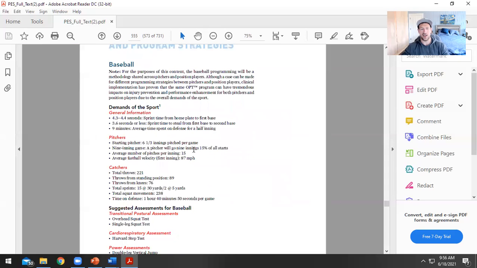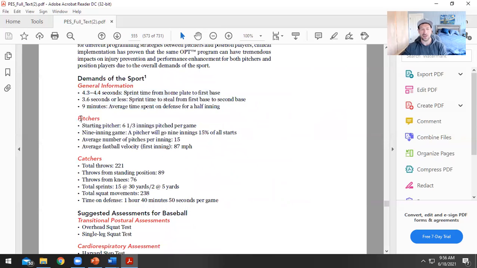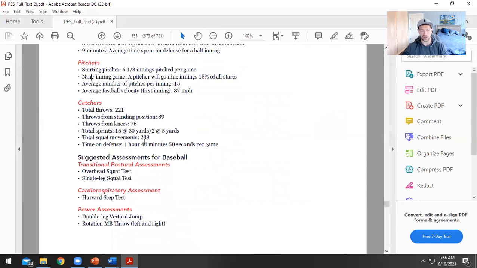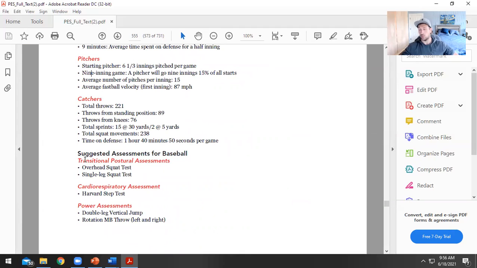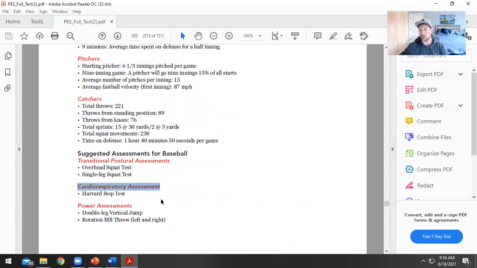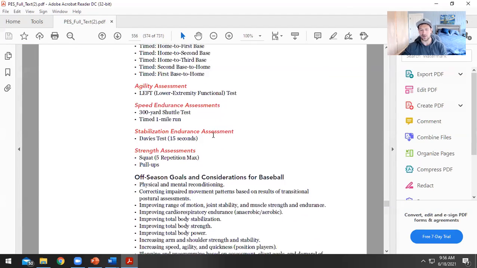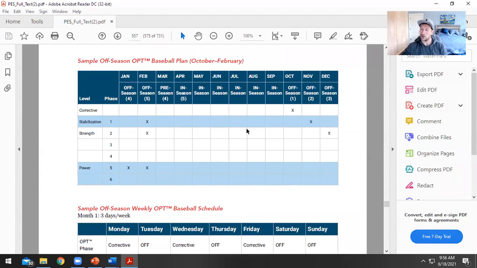For the most part, they're only going to be sprinting for about 4.4 seconds. So if you're working on sprints that are any longer than that, it's really not doing much for you. So here's some general information about the sport, special information about pitchers and catchers, and then which assessments we think are the most effective: overhead squat, single leg squat, Harvard step test, vertical jump, rotation medicine ball throw, some speed assessments, some agility assessments, right? It's just got some really good choices for you to have.